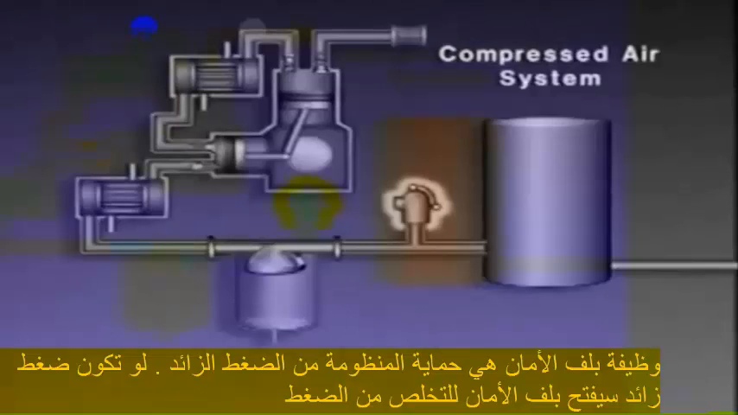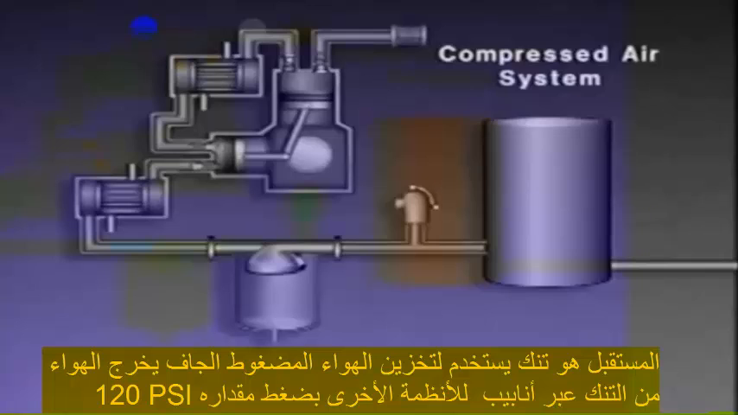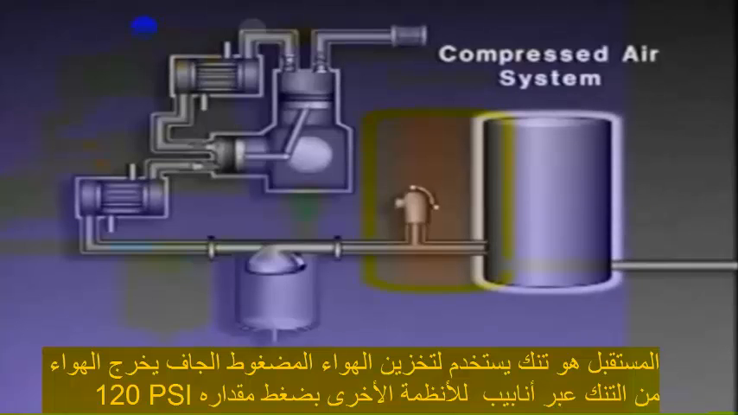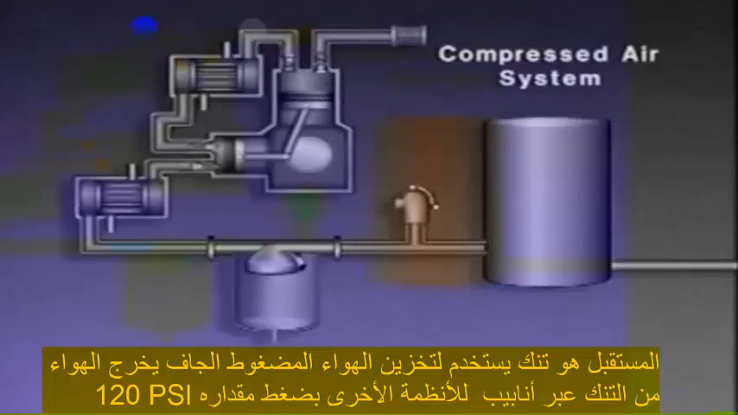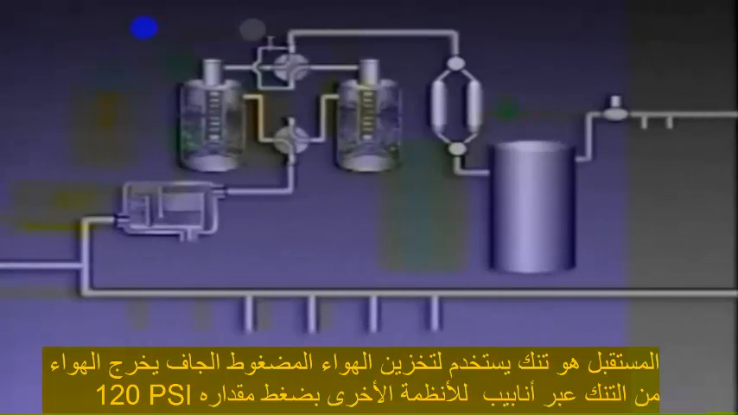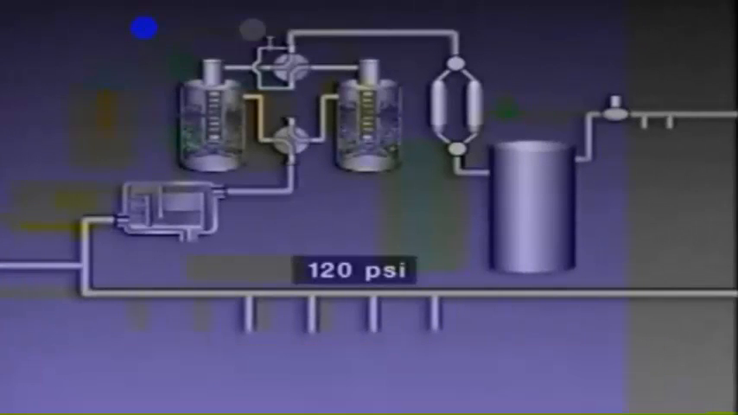The function of the safety valve is to protect the system from excessive pressure. If too much pressure builds up, the safety valve will open to relieve the pressure. The receiver is a tank that's used to store dry compressed air. From the receiver, the compressed air is sent through piping to other systems at 120 psi.